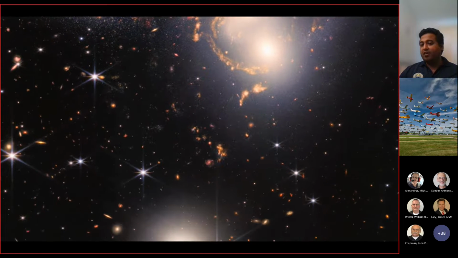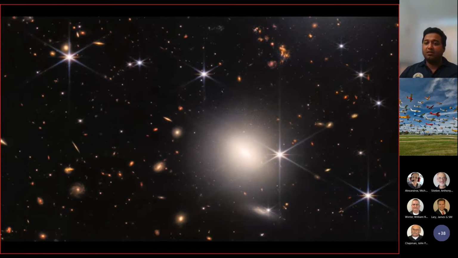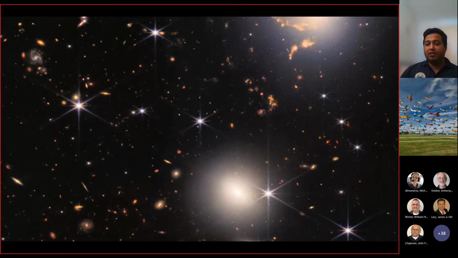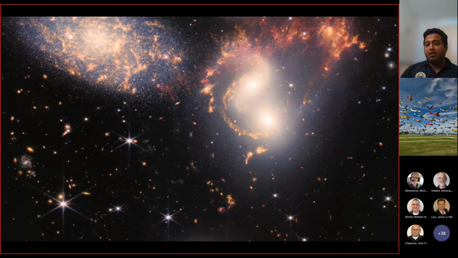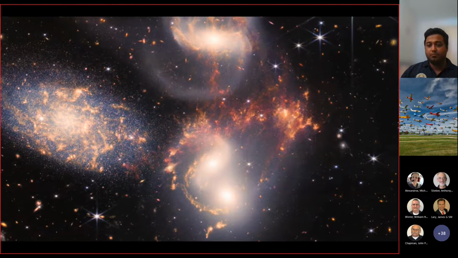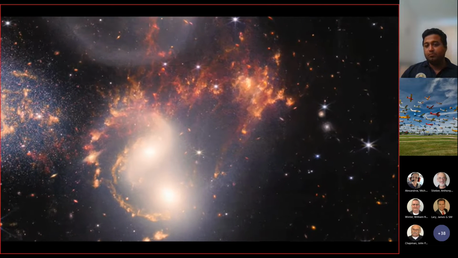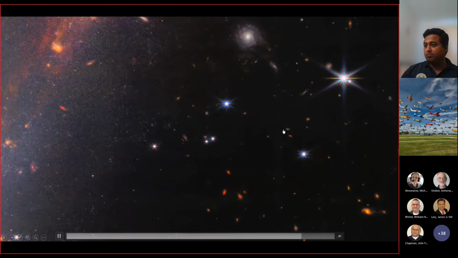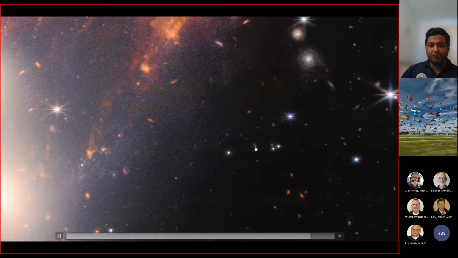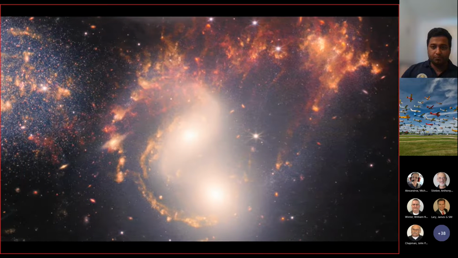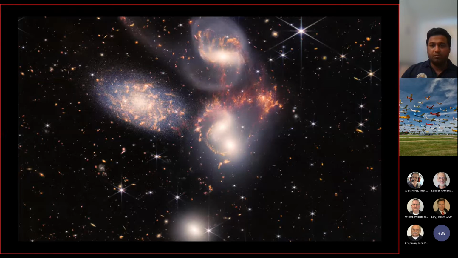You can see a lot of clusters, millions of young stars. You can see starburst regions, nebulas. Then you can see galaxies as well, and you can see the gravitational interactions among them. Let's wait for this to finish before I move on. This is the whole image again.